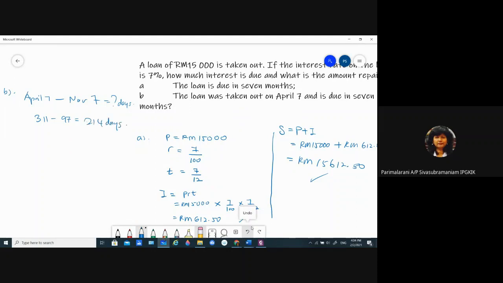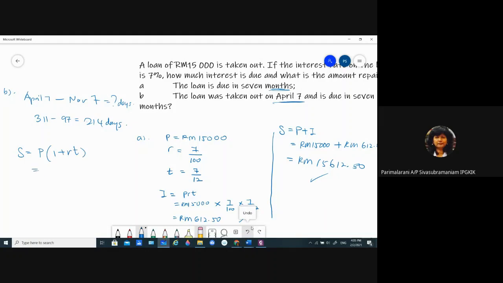Okay, so I purposely chose this question so that you can see why it's different. In the first month we have to use T in months. But once they give you a date, you must use the T in days. So now the days is 214. Let's count the S, the final sum. So we're going to use P into 1 plus RT.